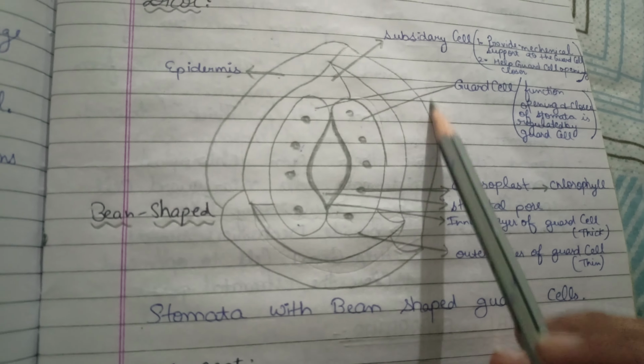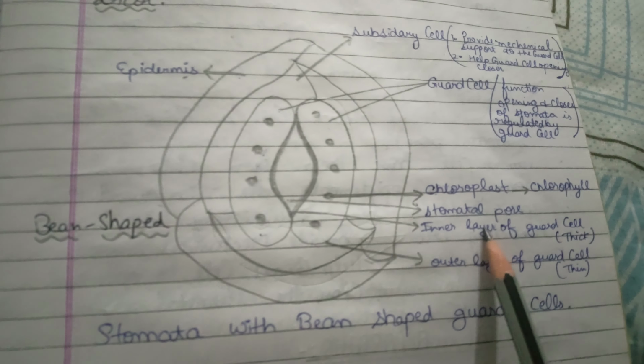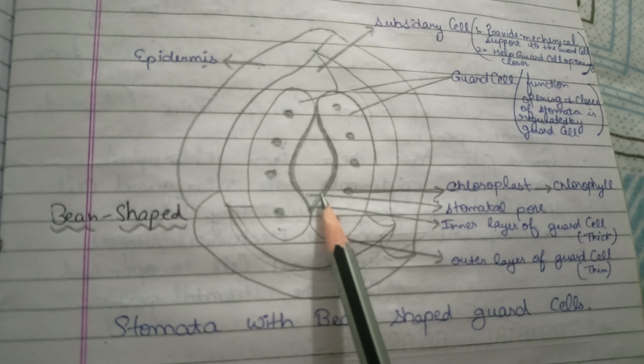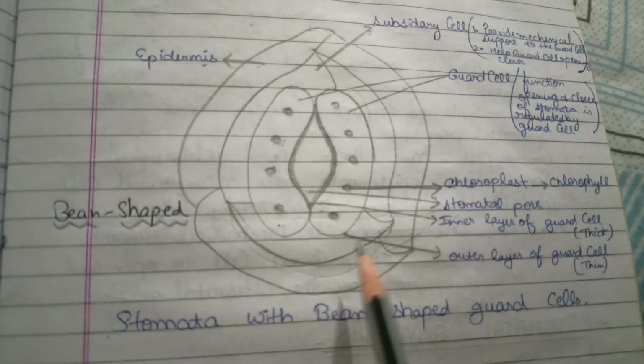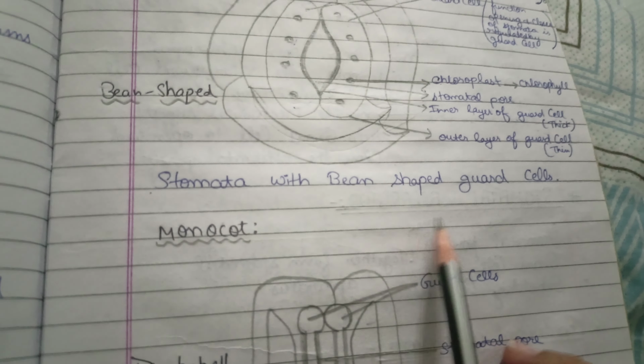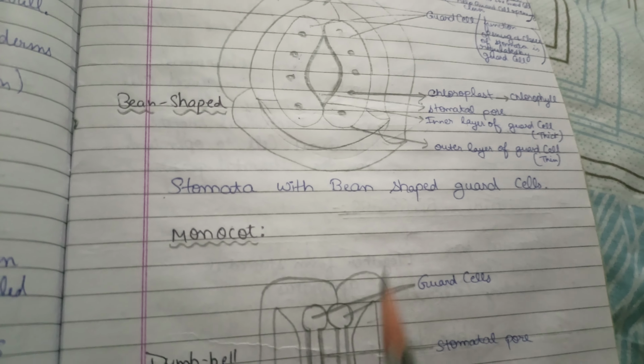This is the epidermis, which is the outermost covering. Now the inner layer of the guard cell is thick and the outer layer of the guard cell is thin. These are the bean shaped guard cells present in the dicots.